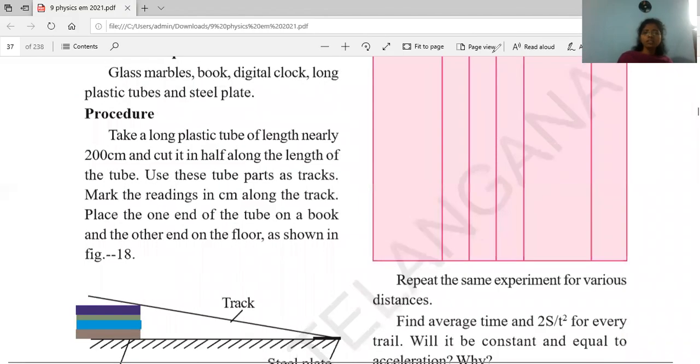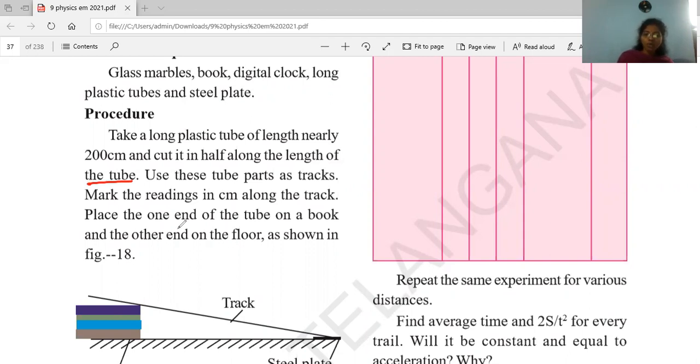See the procedure here. We need to take one long plastic tube of length nearly 200 centimeters and cut it in half along the length of the tube. First of all, you have to take a 200 centimeter long plastic tube and cut that into half. We have to use those parts as an inclined track. We have to mark the readings on the track in centimeters.